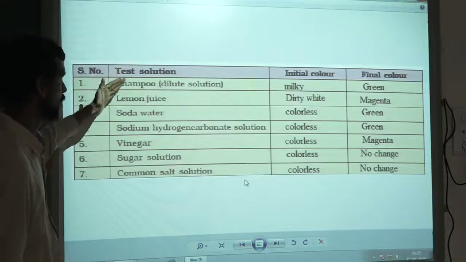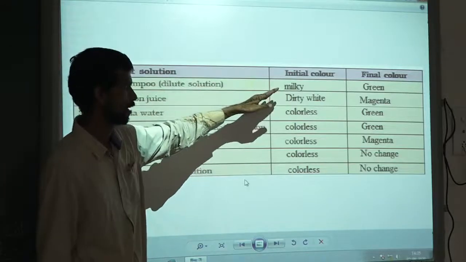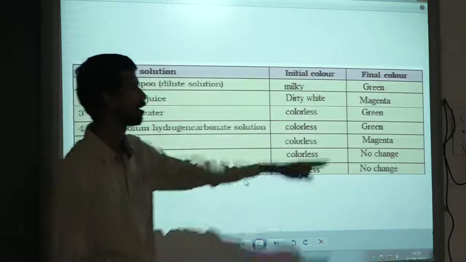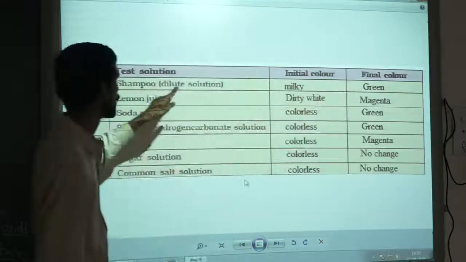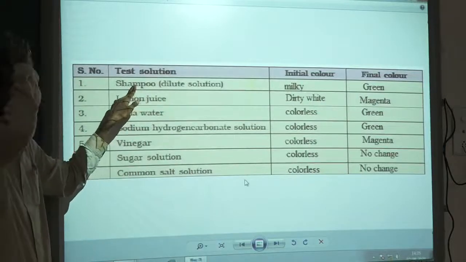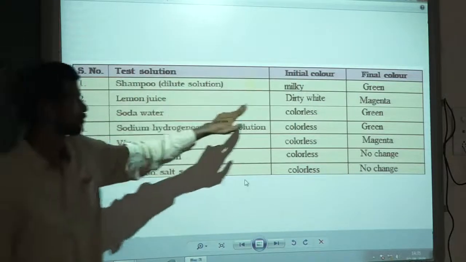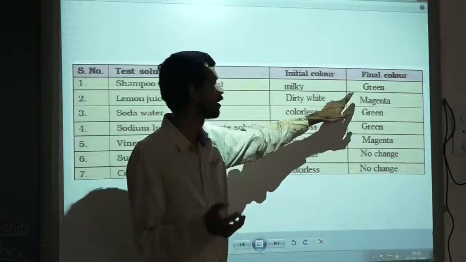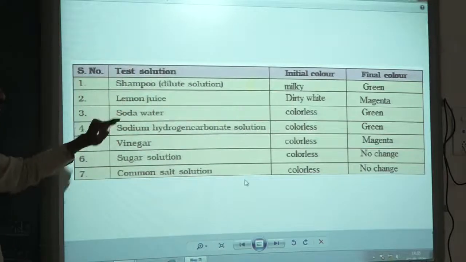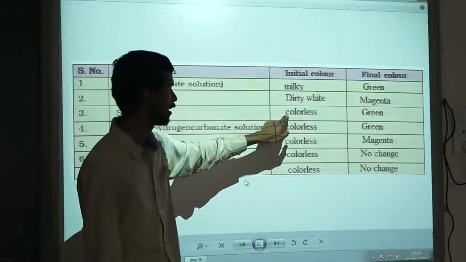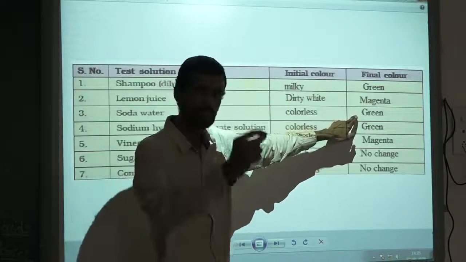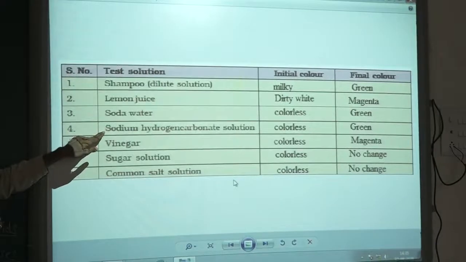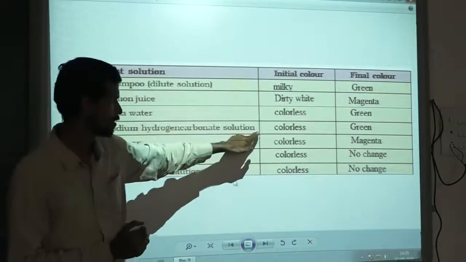Now, shampoo. The initial color is milky, but if you put China-Rose petal solution, it will turn into green. What does it mean? Our shampoo contains base. Lemon juice, initial color is dirty white, final color is magenta or pink. It means it is acidic. Lemon juice, acidic. Soda water, initially it is colorless, but then if you put China-Rose petal solution, what will happen? It turns into green.